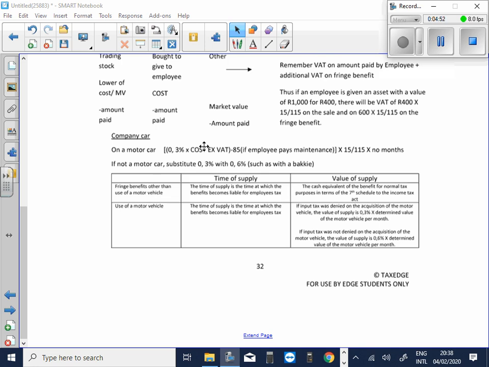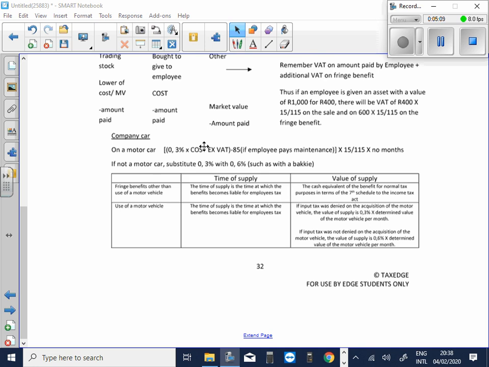Minus 300 Rand for insurance if there's insurance. Are you guys comfortable with that? If it's interest, nothing is taken off because it's exempt. Does everybody understand? I'm going to do examples now. Guys comfortable? And then if it's not a motor car, substitute 0.3% with 0.6%.